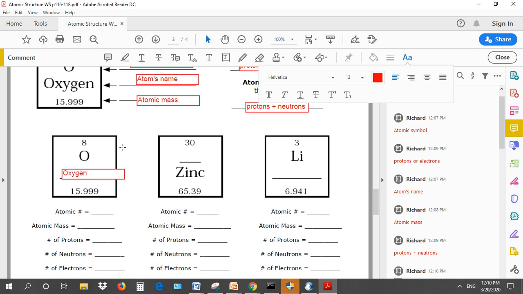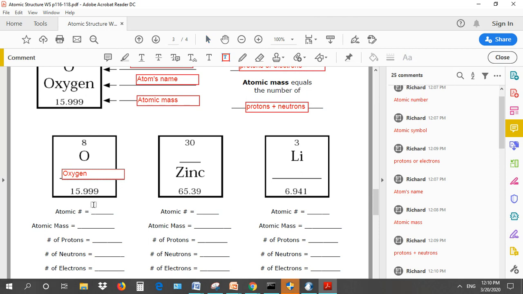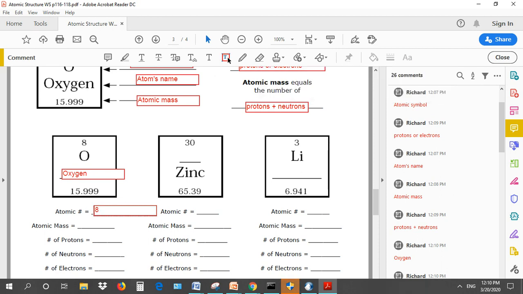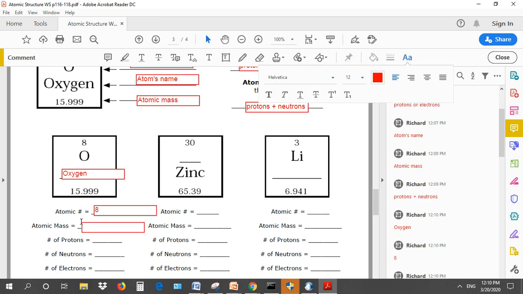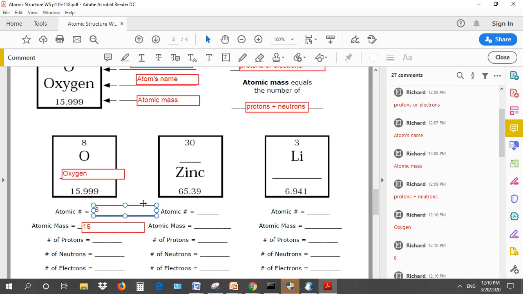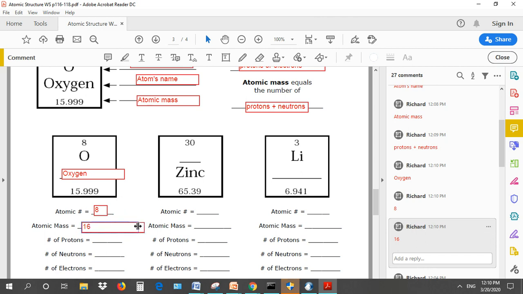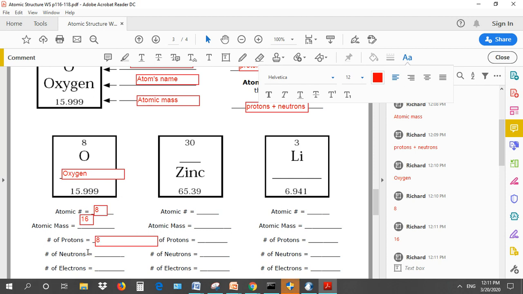Oxygen. And atomic number is given here on this table already. And atomic number is 8. Atomic mass is 15.999, but let's use a whole number. Let's round it up to 16 so that we can do calculation to find neutrons. So we're going to round up the atomic mass to the whole number, which is 16. And then number of protons, that is same as the atomic number. So number of protons is 8.